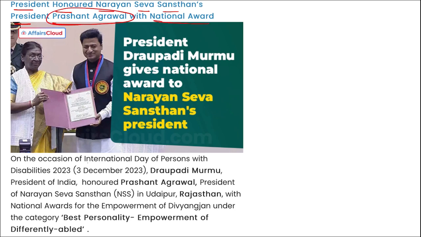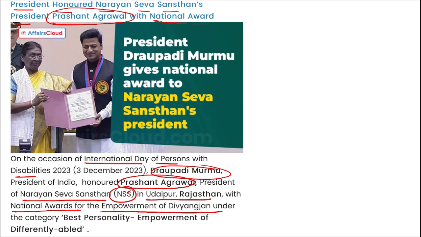I repeat, recently, on the occasion of the International Day of Persons with Disability, Draupadi Murmu, the President of India, honored Prashant Agrawal, President of Narayan Seva Sansthan, that is NSS, in Udaipur, Rajasthan, with the National Award for the Empowerment of Divyangjan under the category Best Personality Empowerment of Differently Abled. Right? So do take a note of this also.